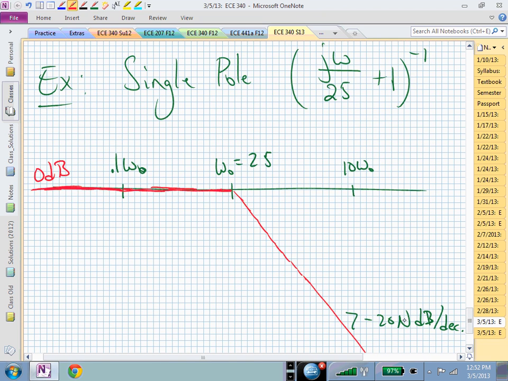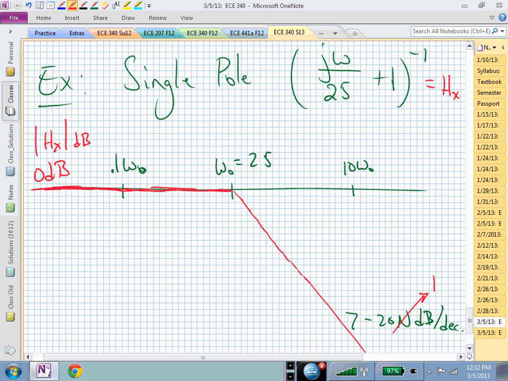This is a single factor, so that's the 1. This is now the magnitude. If we called this h sub x, this is now h sub x in dB. That's its magnitude. That's the straight line approximation for this single factor.